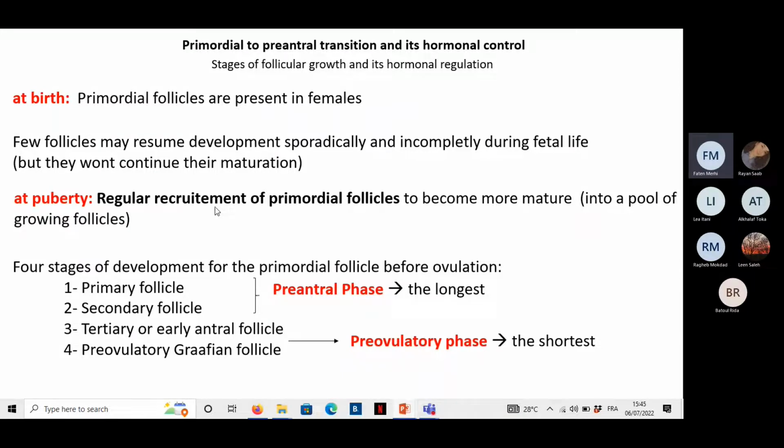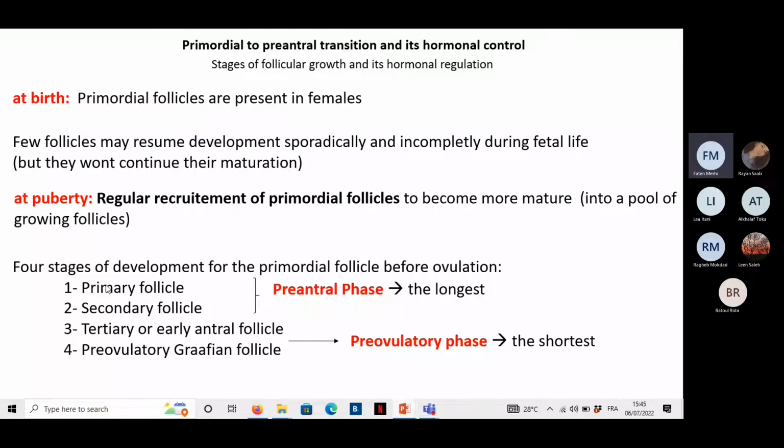So at puberty, we have regular recruitment of primordial follicles to become more mature into a pool of growing follicles. And we have 4 stages of development for the primordial follicle before ovulation. We have the primary follicle, then the secondary follicle, the tertiary, and the preovulatory follicle.